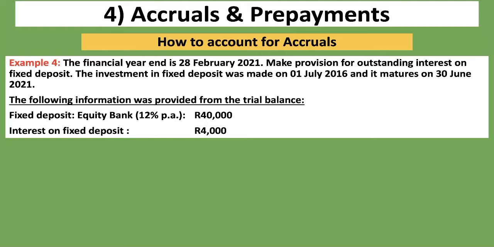So what is happening here? Well, we are told to make a provision for outstanding interest on fixed deposit. When you are told that you should make a provision for outstanding interest on fixed deposit, it means something has been earned but it's not been paid for yet.